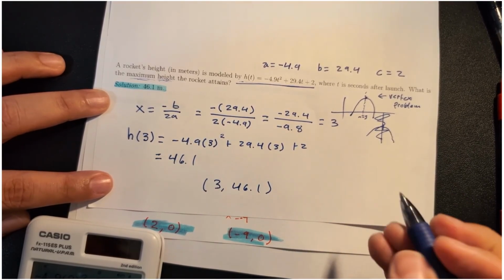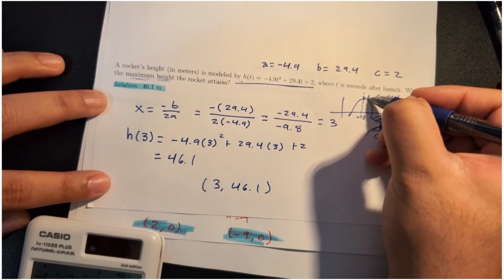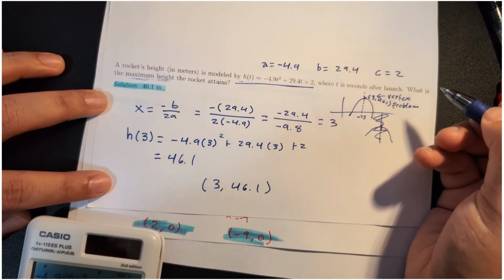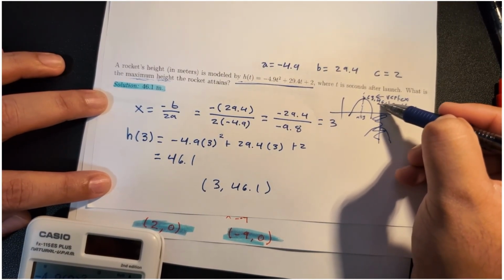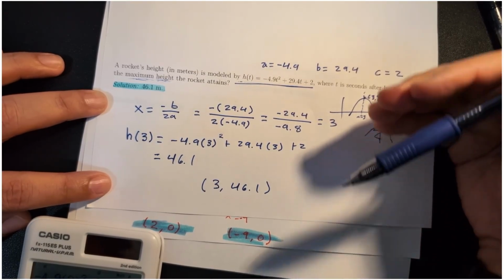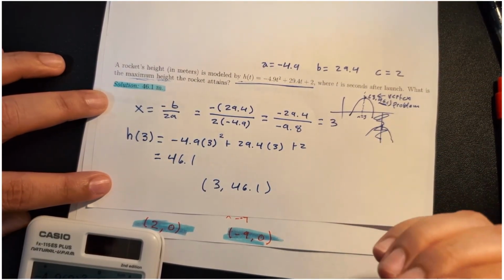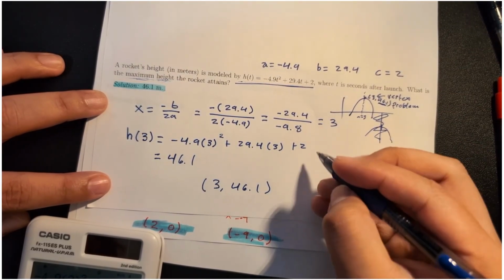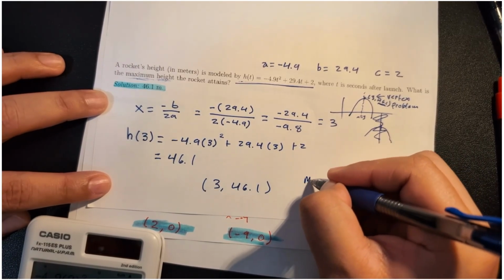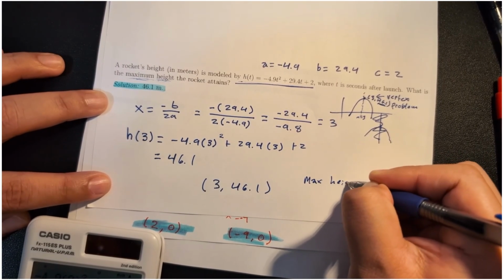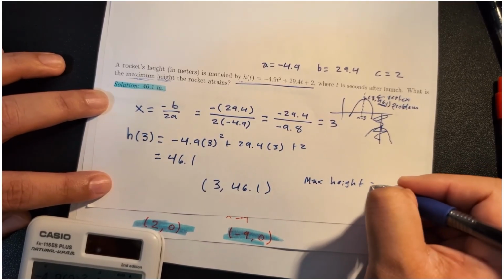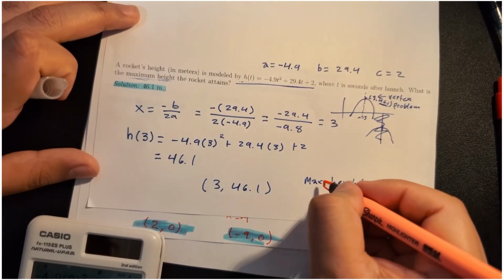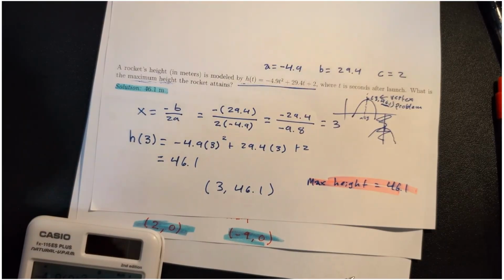Okay, so then our vertex is (3, 46.1), and then the maximum height, how high does it go? Right, our maximum height is going to be our y value right here, because that's how high our vertex goes, and our vertex is going to be either the highest or the lowest point of our parabola. So then our max height is equal to 46.1. Okay, that's it.